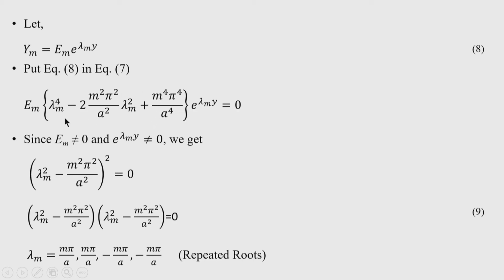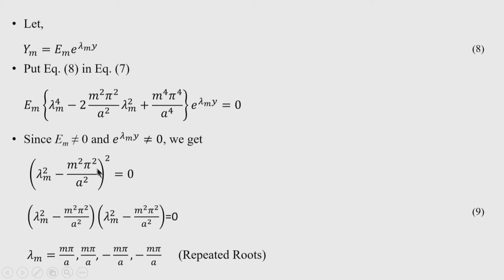Now, you can see the expression inside the bracket is nothing but lambda square m minus m square pi square divided by a square, whole square. So, it can be written in this form. Okay. That means, when we expand this, you will get again lambda to the power 4 m minus 2 m square pi square by a square lambda square m plus m to the power 4 pi to the power 4 by a to the power 4.